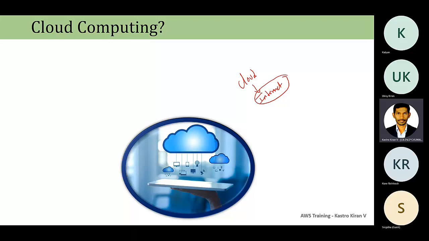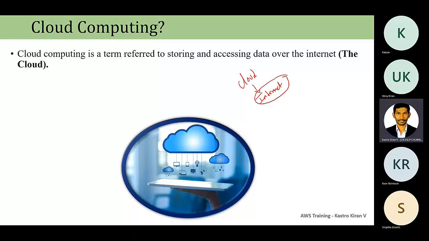Now, if you want to define cloud computing with a proper definition, it can be defined as the storing and accessing of data over the internet. So whenever you want to share or store data using the internet as a medium, that kind of technology is called cloud computing. Technically, it is all stored in the cloud itself, that is, it is all stored on the internet itself.